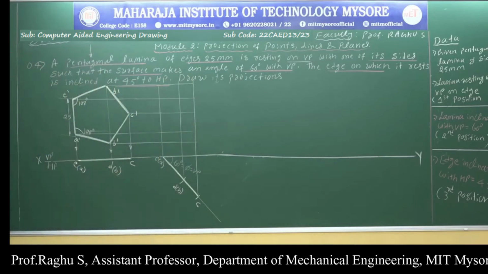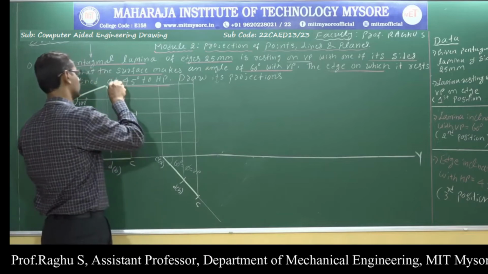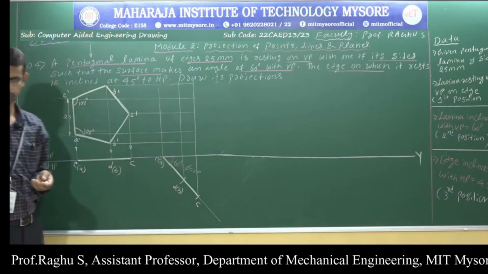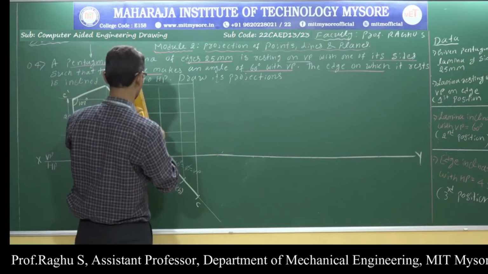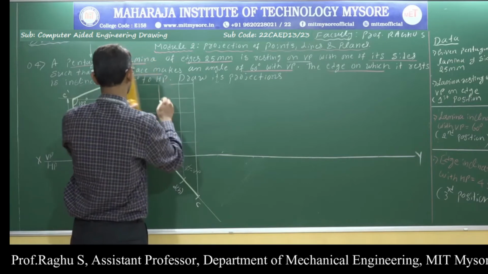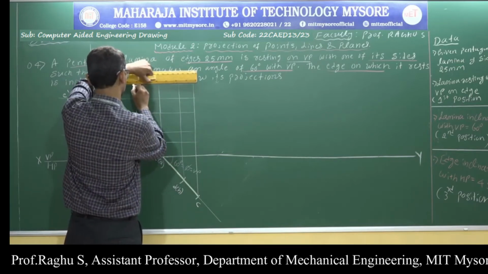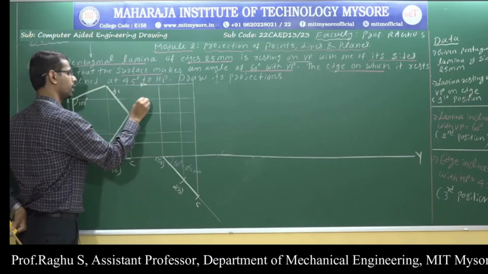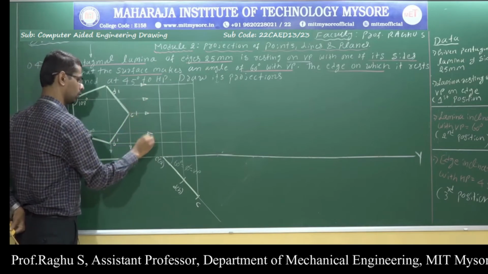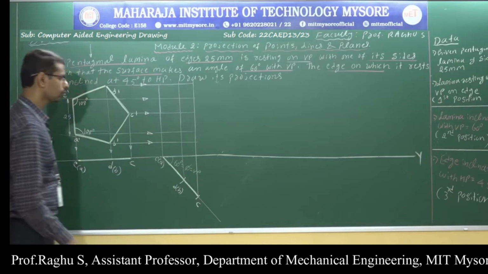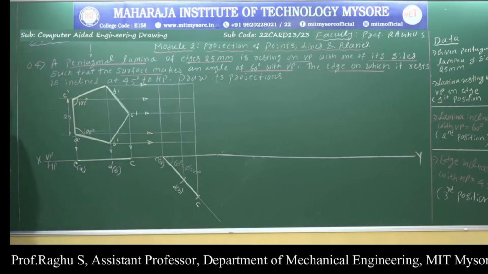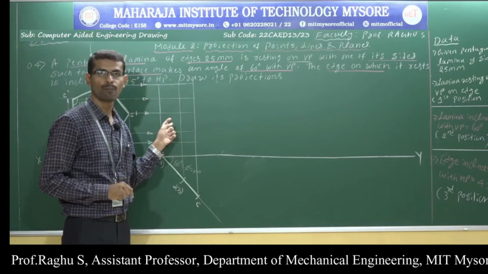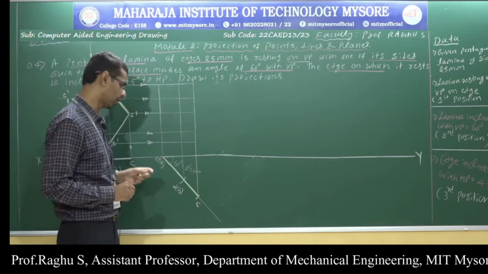Draw horizontal projection from the first position front view. Next, indicate arrow marks. Now, here in this portion, I am going to get the apparent shape of the pentagonal lamina. Now, indicate all 5 corners.